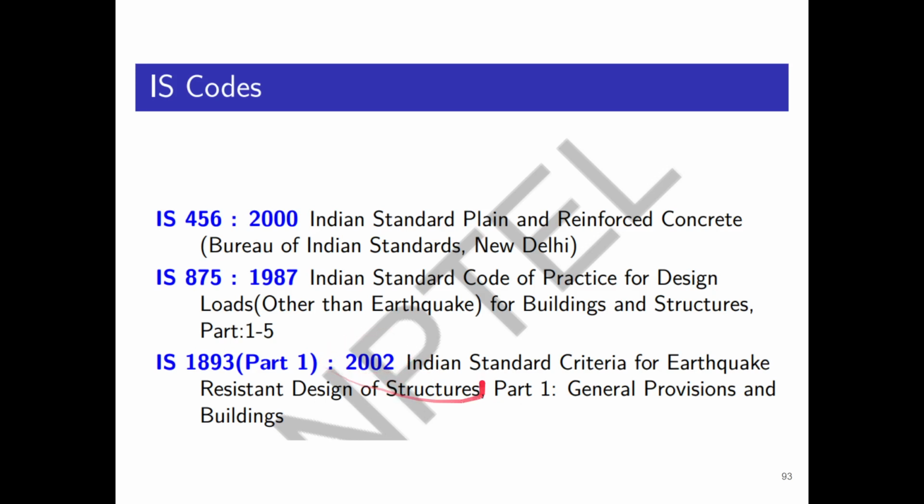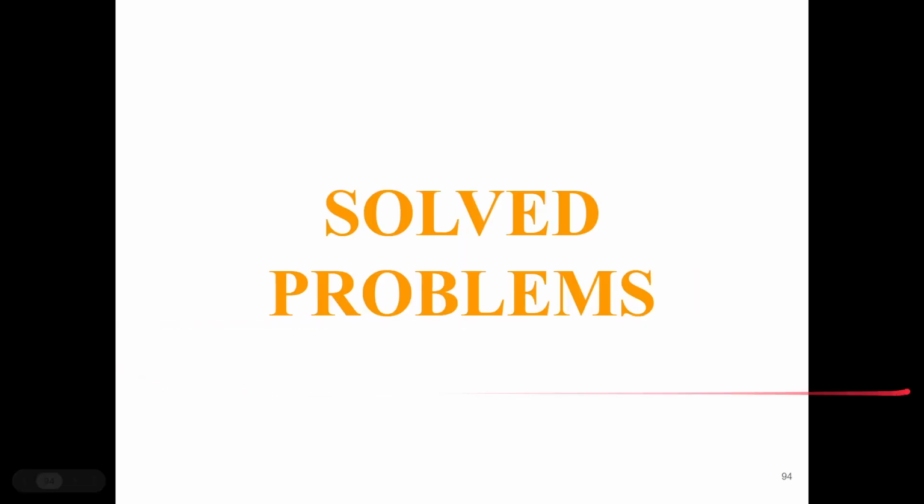Okay, so instead of 2002 you can consider 2016, but almost both the codes are similar. A few things are different, so that is not of much concern. It will be giving the same values. So with this we come to the end of the lecture part.